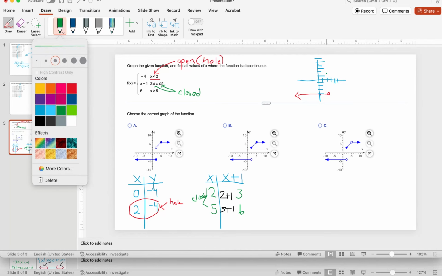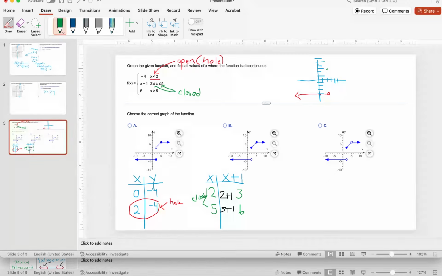So at 2, 3, and at 5, 6. Okay, so this is going to be like this. So it's filled in. There's no hole right there. Means this one's out, right? And actually, you see how it's open and then closed there? That's this one. It's not this one. But we can go ahead and finish drawing the other part too, just so you can see it.